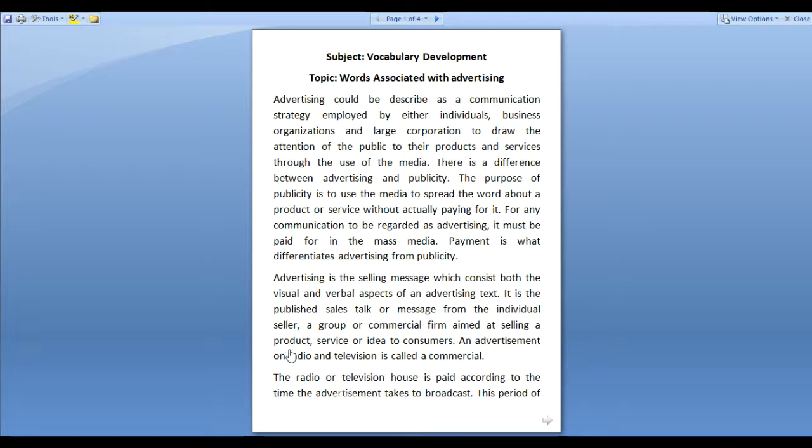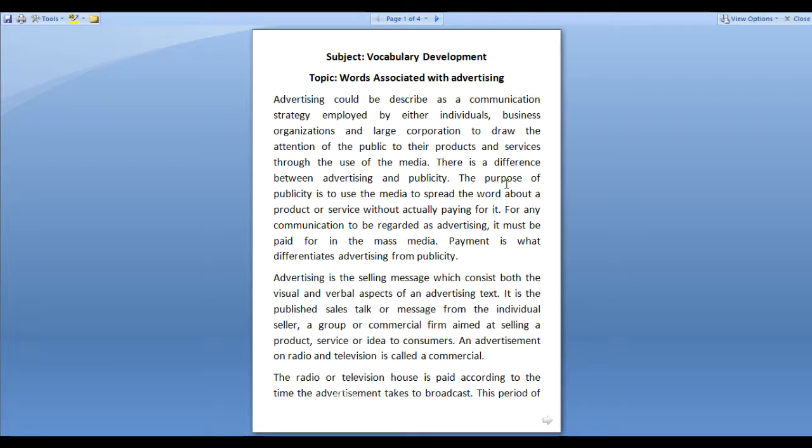Now, going forward, advertising is the selling message which consists of both the visual and the verbal aspect of an advertising text. It is the public sales talk or message from the individual seller, a group, or commercial firm aimed at selling a product, service, or idea to customers. An advertisement on radio and television is called a commercial.